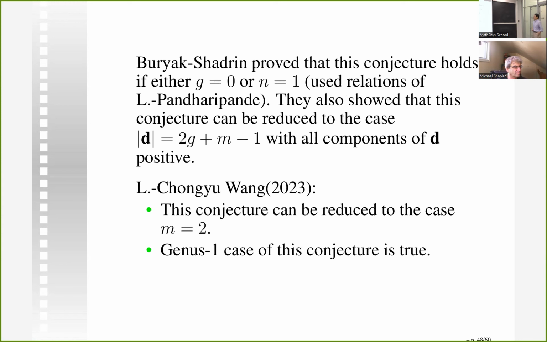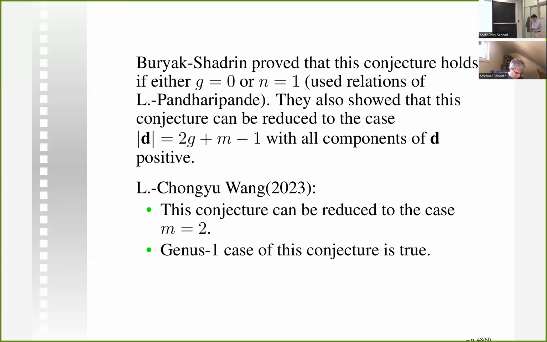And we also prove that this conjecture holds if either the genus is equal to 0, or if n, the number of regular legs, is equal to 1. Actually, for the proof of the n equal to 1 case, this really uses this relation I have found with Rahul to prove that relation. They also prove that this conjecture can be reduced to the case where the sum of d is exactly equal to 2g plus n minus 1, and all the components of d should be positive.